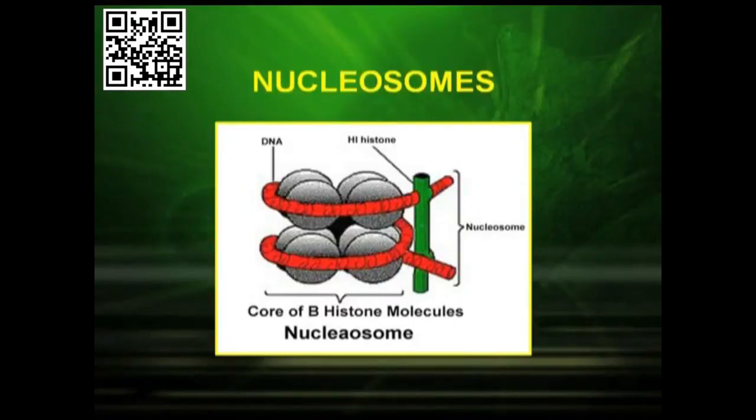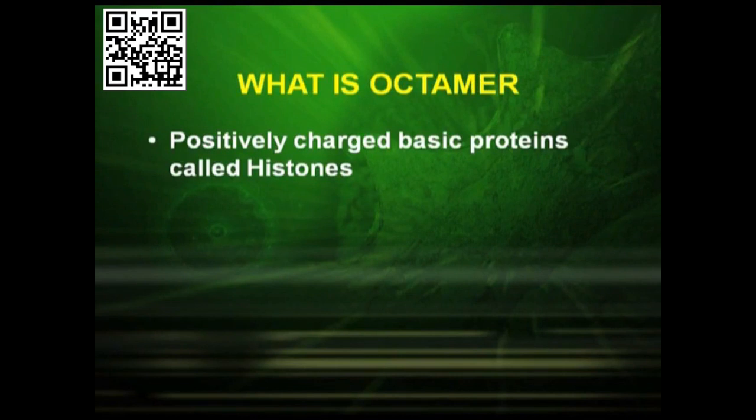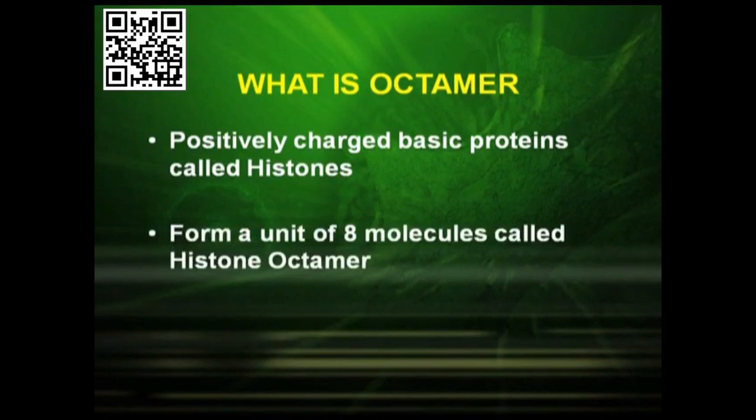Now, it has been found that the DNA is packed in the cell in the form of nucleosomes. As you can see in the picture, the nucleosome contains 8 protein molecules, and that forms an octamer. Now, let us go into detail on the structure of the nucleosome. What is an octamer? It is made of positively charged basic proteins called histones. The octamer is made up of 8 histone protein molecules.